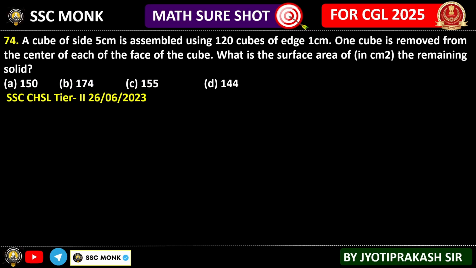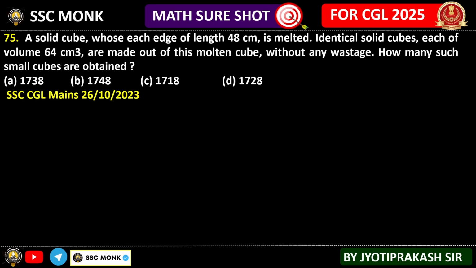A cube of side 5 centimeter is assembled using 125 cubes of edge 1 centimeter. One cube is removed from the center of each of the faces of the cube. What is the surface area of the remaining solid? I have already solved this in the rapid revision series. Next.